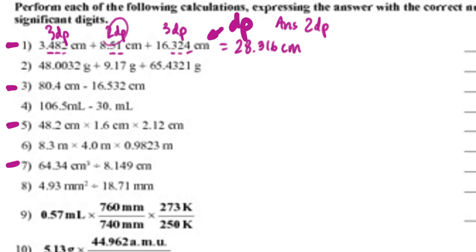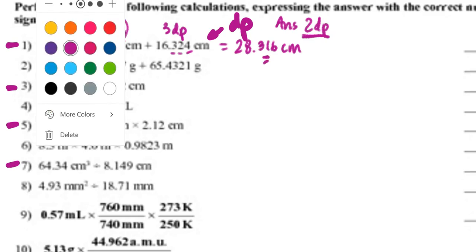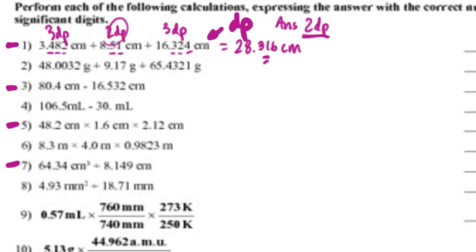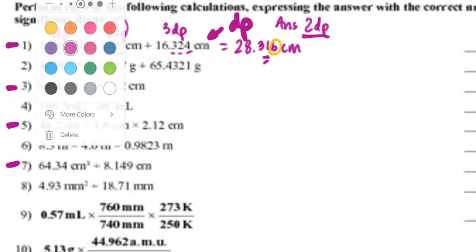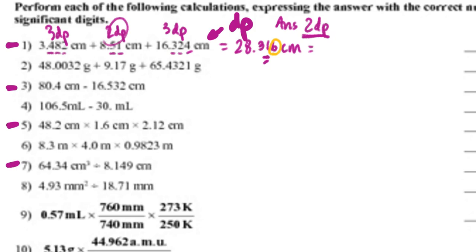28.316 centimeters, but I only want 2 decimal places. So it means I want to stop rounding here. So I'm going to use the 6 to decide whether the 1 stays a 1 or whether it rounds up. Well, 6 is greater than 5, so that means that the 1 should round up to a 2, and this answer should be 28.32 centimeters.